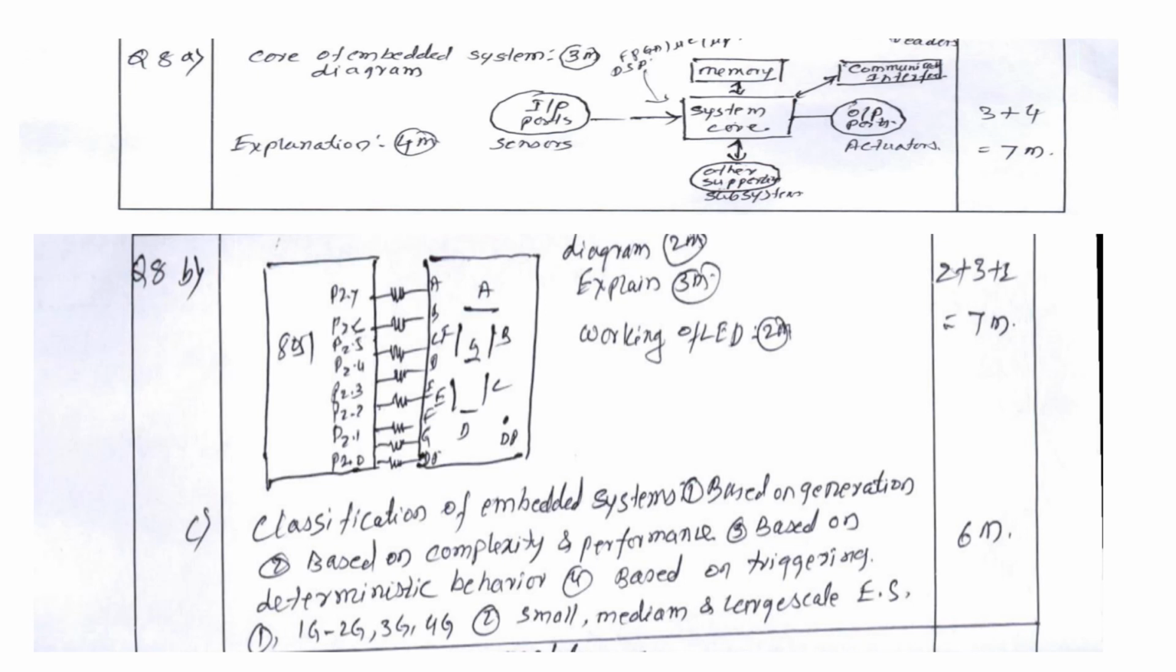Based on deterministic behavior is like in which environment it will behave properly, at what temperature it will react properly. Based on triggering is about according to the input. So when you explain it, it is of 6 marks.